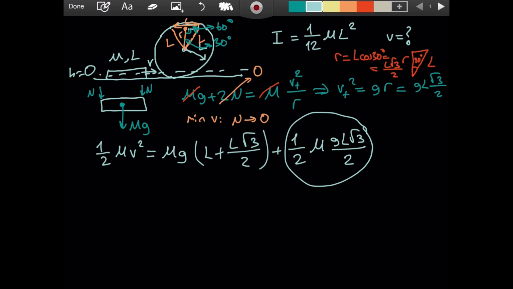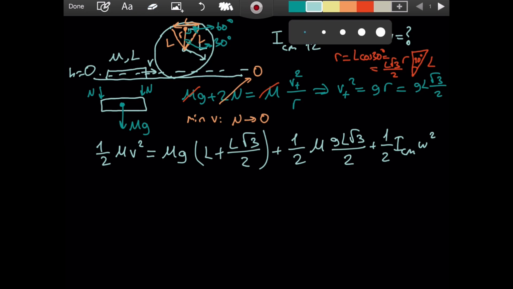translational kinetic energy part. But since the center of mass is rotating around the center of the loop, we also need to add a rotational kinetic energy, which is in the form 1 over 2 I center of mass omega squared. I center of mass is given to us at the beginning. And what is omega squared? Well, it is simply, let me write it at the top left, omega is v over R. More specifically, the speed of the center of mass. So let me just substitute all the values step by step.